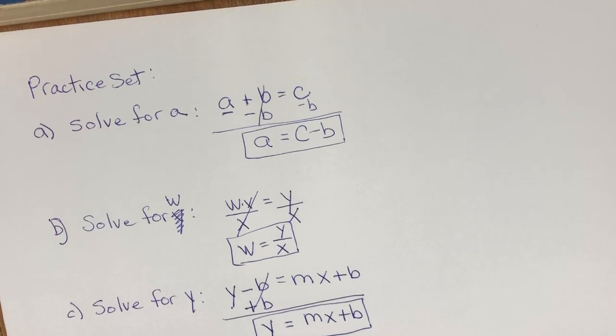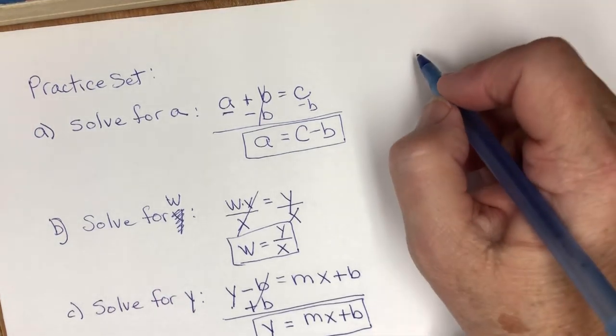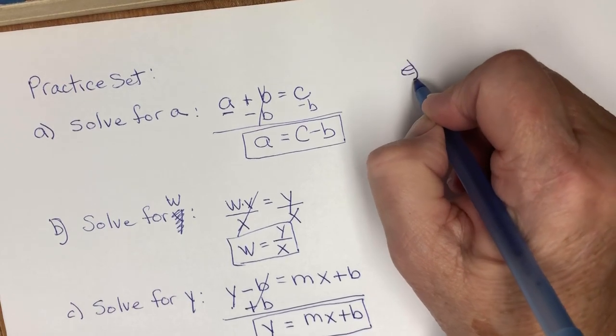That means we have to divide this by H. And so now these H's cancel. So the area divided by the height is going to equal the base. That is the answer.